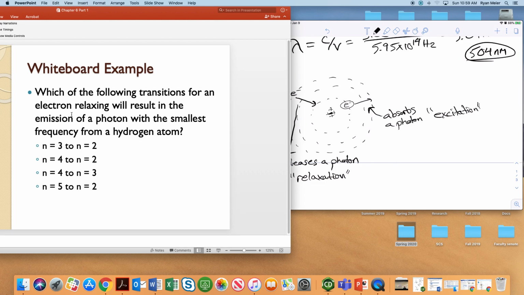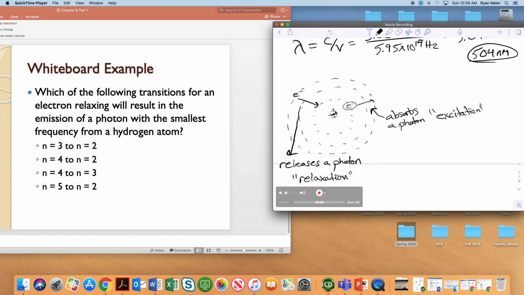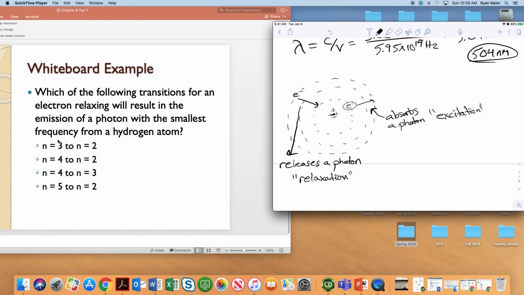Anytime you see these two involved, like if it's an emission of a photon or the process of relaxation, like we were talking about before that I had sketched out, that's always going from a big N to a small n. So if some of your options were reversed, like 2 to 4 or 2 to 5, you could immediately throw out those options.